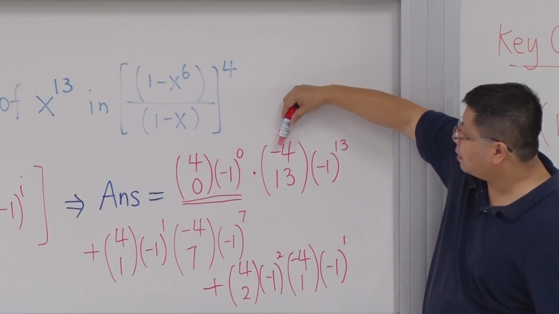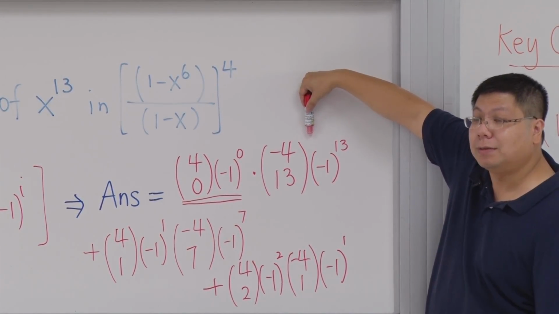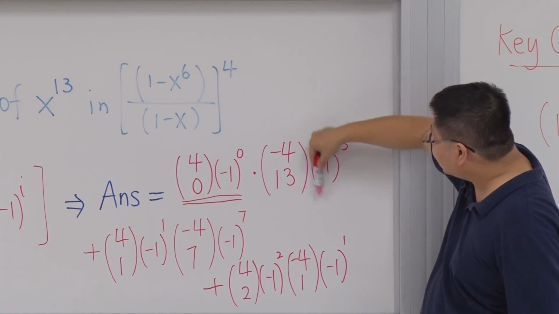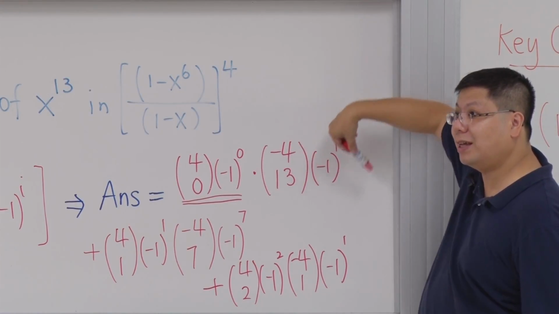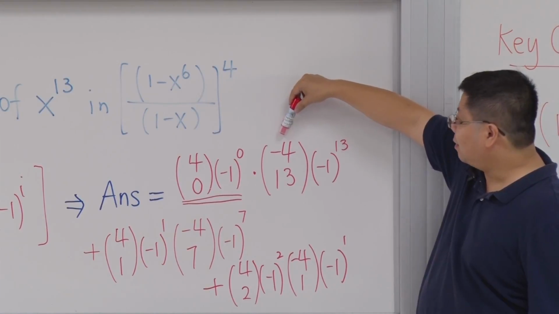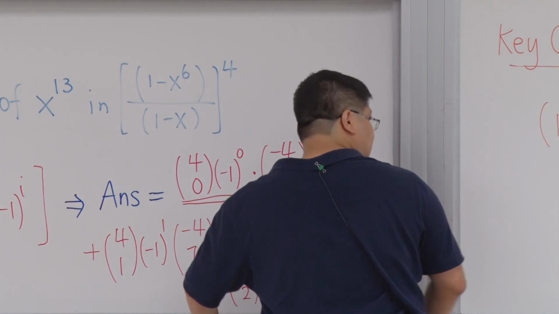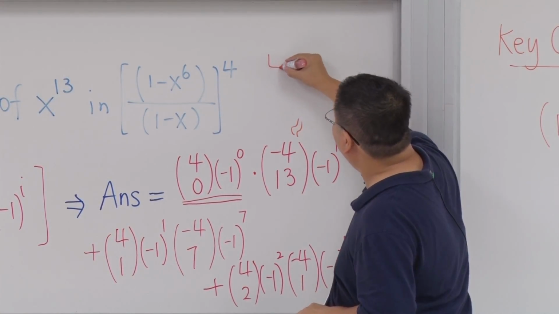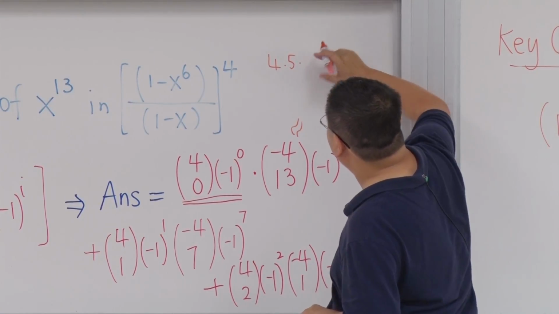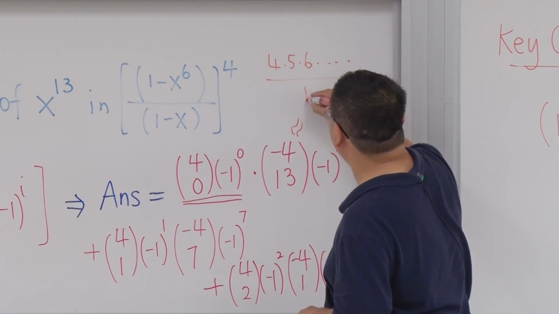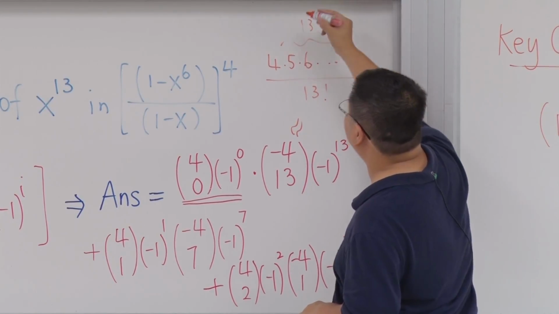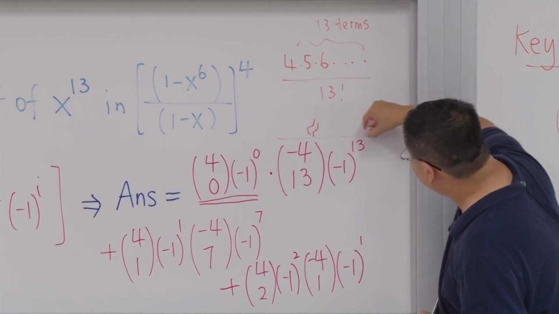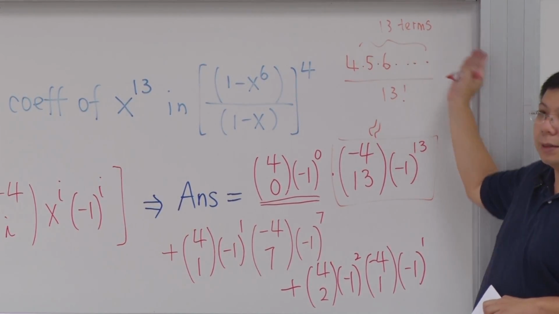If you look at it, it's going to be minus 4, minus 5, minus 6, multiplied up to 13 terms altogether. Each of these terms is minus. And then there are exactly the same number of minus signs here. So this whole term turns out to be equal to 4 times 5 times 6 times ... divided by 13 factorial, and there are 13 terms here. Including this minus 1 to the power 13. So all the minus signs become positive.